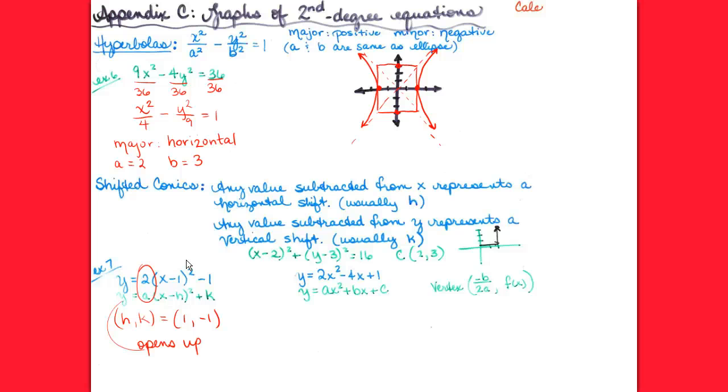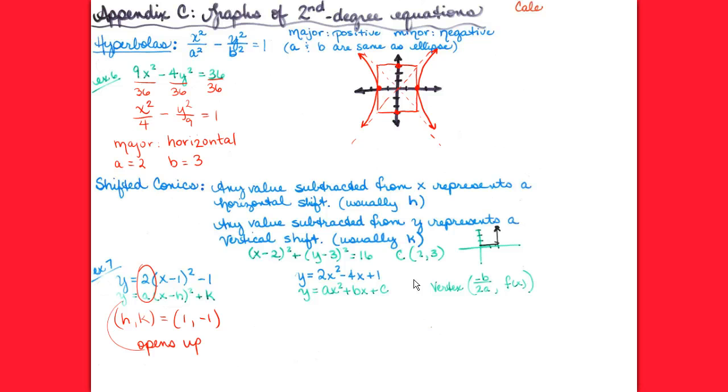Now, they suggest to me in the textbook that if that exact same example was not given to me in standard form, if it was given to me in ax squared plus bx plus c form, they tell me that I need to complete the square to get it in standard form. I disagree with that.